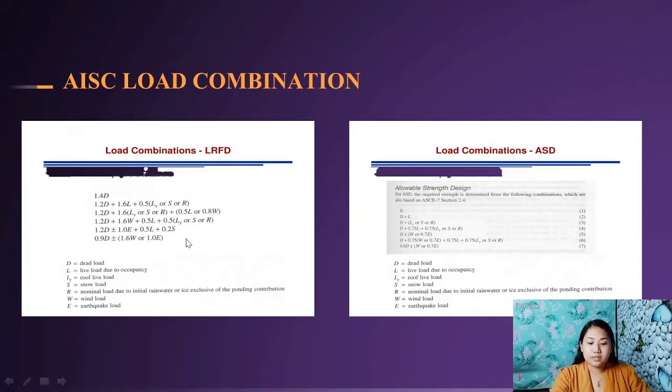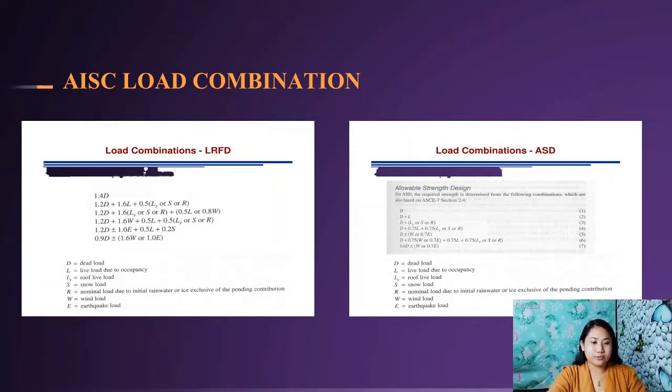As you can see, the wind load and earthquake load are separate because they never happen at the same time in nature, but it has the possibility to happen. In the given load combination, D is dead load, L is live load due to occupancy, Lr is roof live load, S is snow load, R is nominal load due to initial rainwater or ice exclusive of the ponding contribution, W is wind load, E is earthquake load, and so on.